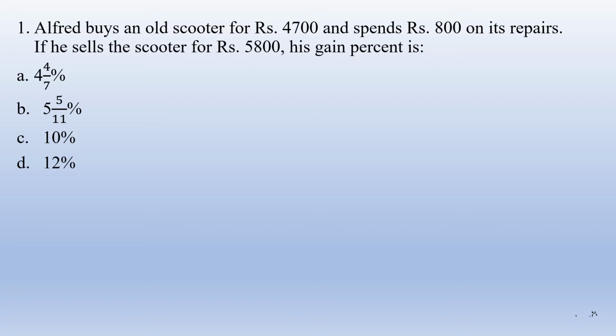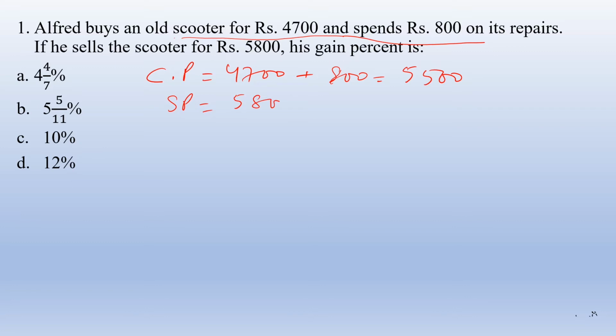Here the data is given. The cost price of the scooter which he bought is 4,700 and he spent 800 to repair that scooter. So after repairing the scooter, the effective cost price will be 4,700 plus 800, which will be equal to 5,500, and the selling price is given 5,800.